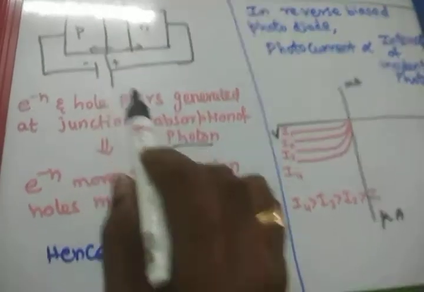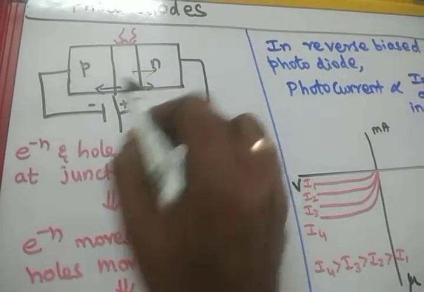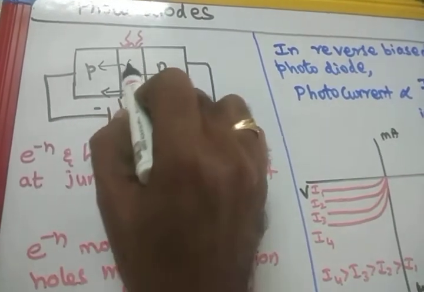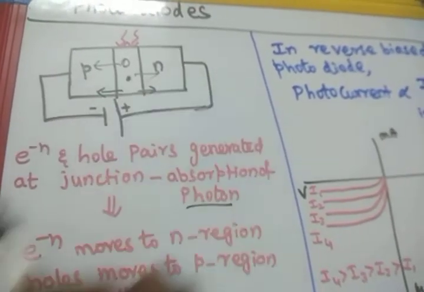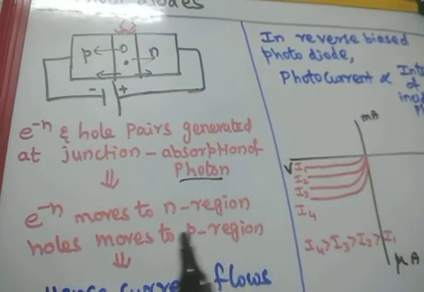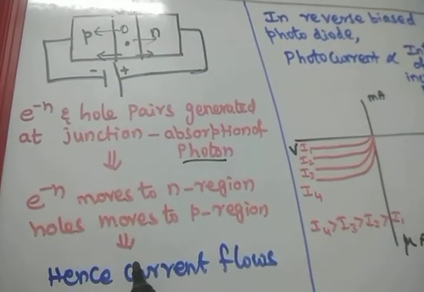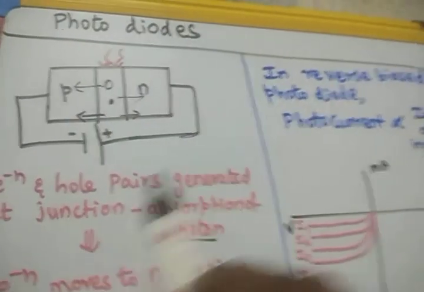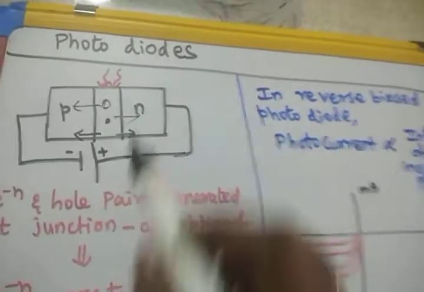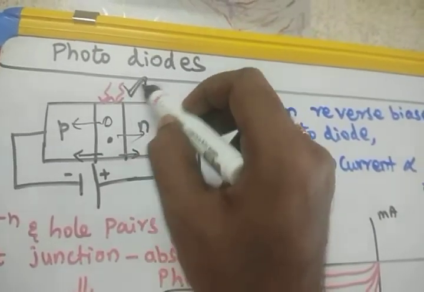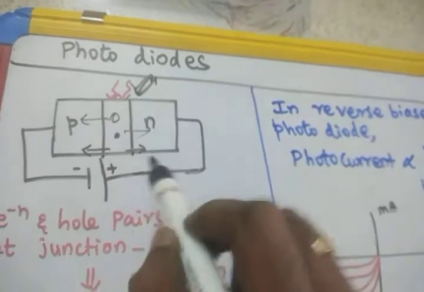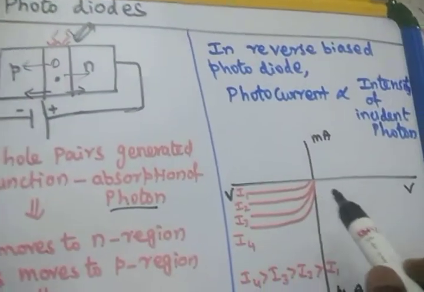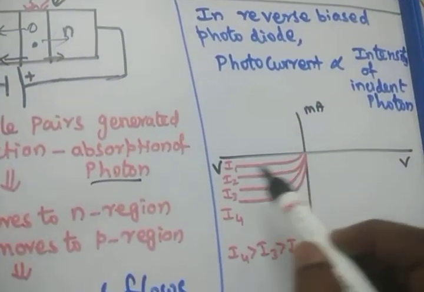Then, of these generated electron-hole pairs, the electrons will move towards the n-type and the holes will move towards the p-type. Hence, current flows in this circuit. So in a reverse bias photodiode, when the intensity of the incident light increases, the photocurrent also increases.